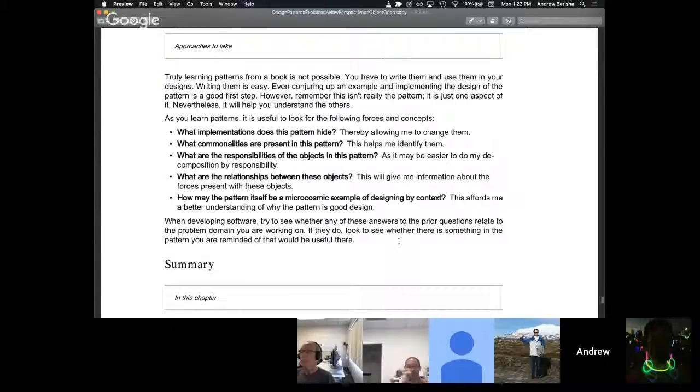So context matters. That's the macrocosm. The microcosm here is a design pattern, a small part of designing by context, because it is the context that shapes this. When he talks about what the responsibilities are, or his previous picture, what are the forces and the relationships around you?